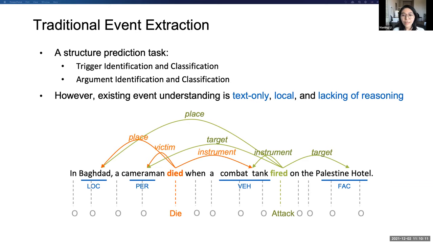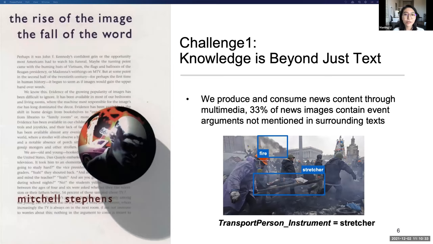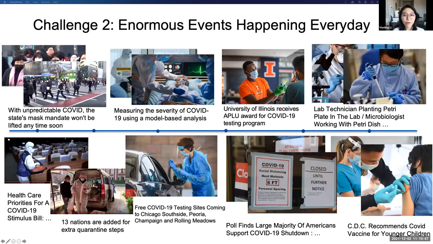So every event is understood individually, and there is no reasoning on how these events are connected together. Like for the die event and the fire event, the victim of the die event is the target of the fire event. This kind of global knowledge about event connections is ignored in previous work. In traditional event extraction, all arguments from images will be missing, and we actually found more than 30% are missing. For example, the stretcher will not be explicitly mentioned in the text. And with a large number of events appearing every day, we really need to figure out the connections between historical events and discover knowledge about event evolution, so that we can use this knowledge to help predict future events and also understand human activities.